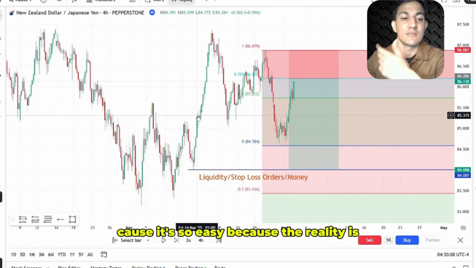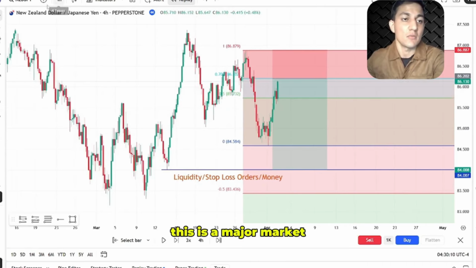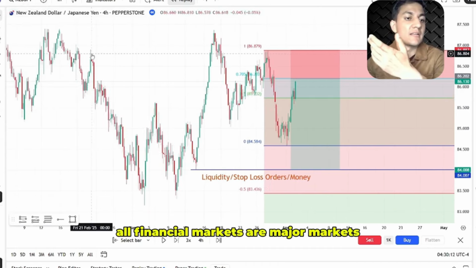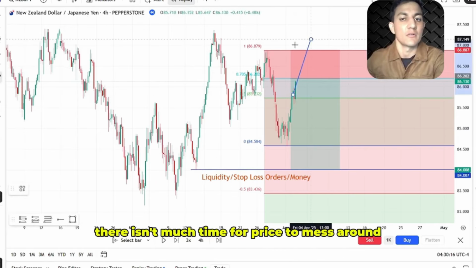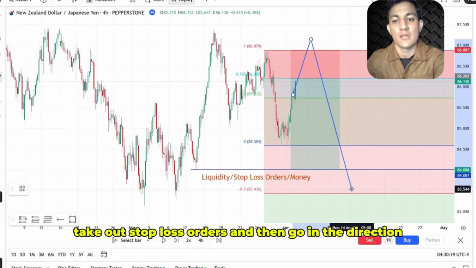Because the reality is, this is a major market. All financial markets are major markets. Billions of dollars are being moved in. There isn't much time for price to mess around and take out stop loss orders and then go in the direction.